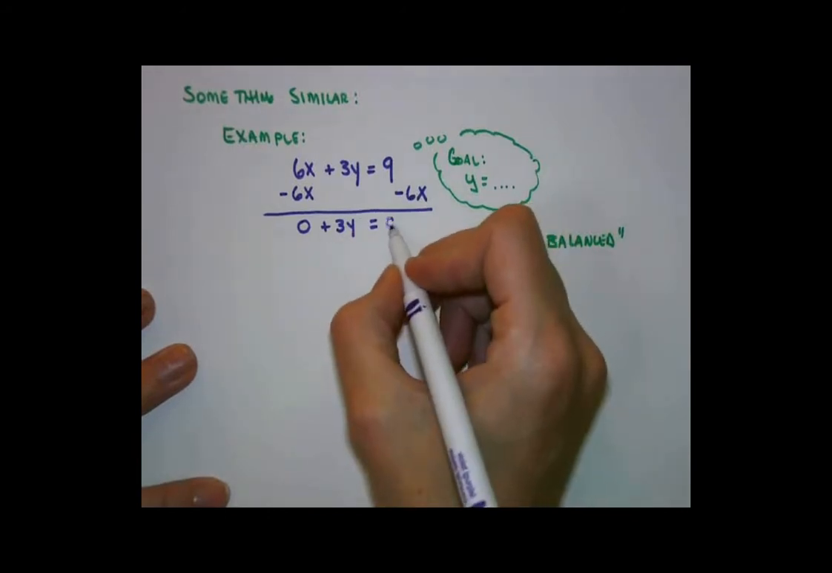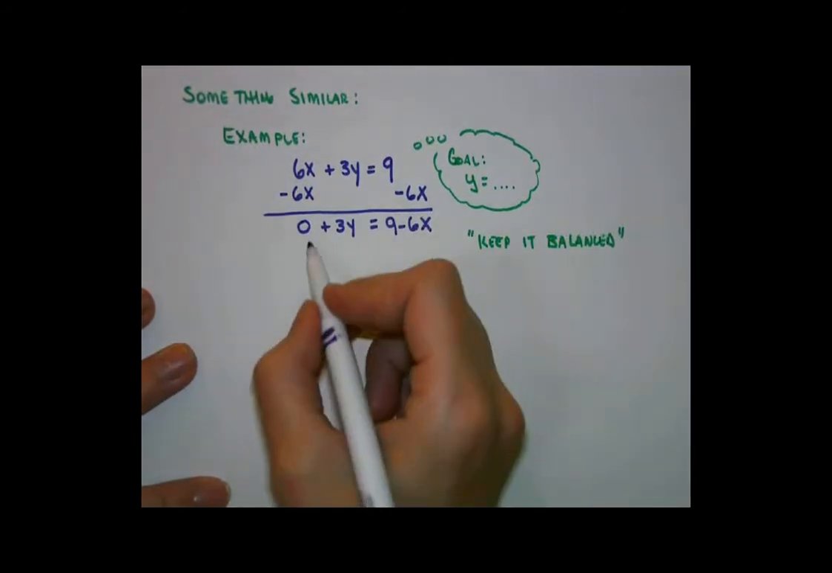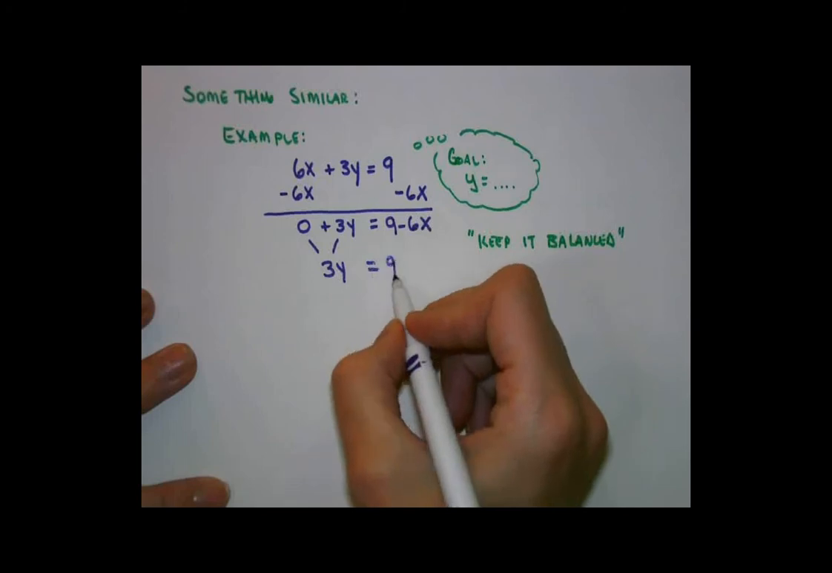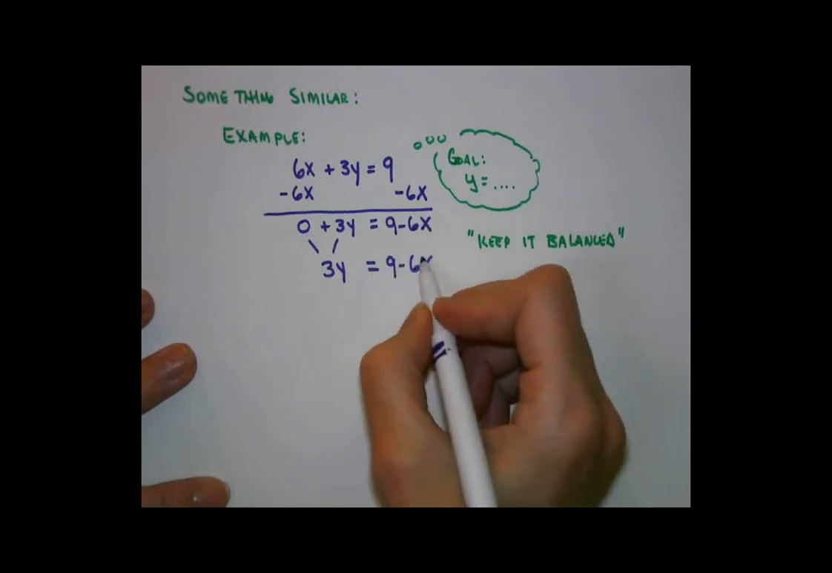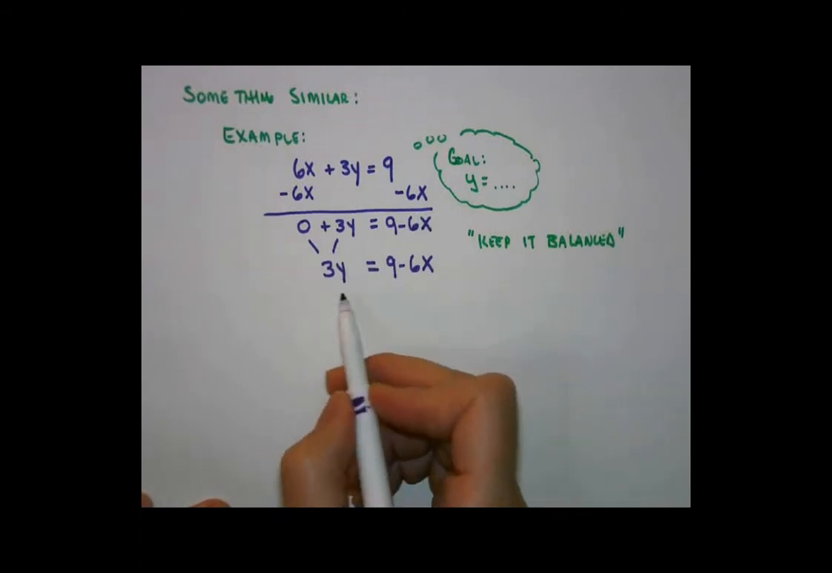So I simply have to leave this as 9 minus 6x. 0 plus 3y is just 3y, and still the right-hand side is 9 minus 6x. So I've gotten the 3y term by itself, and I did steps that kept my equation balanced.